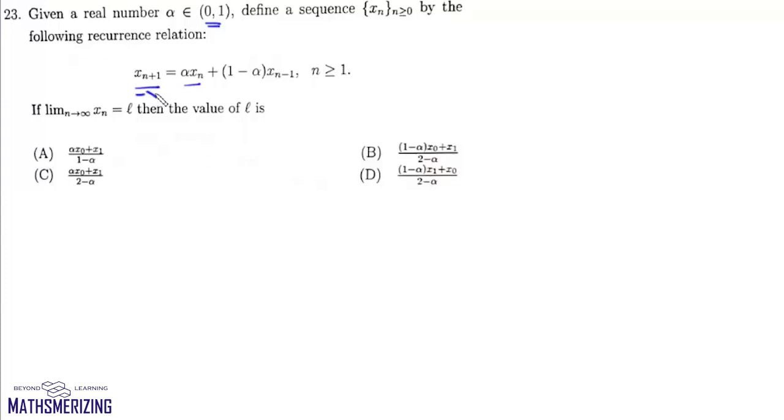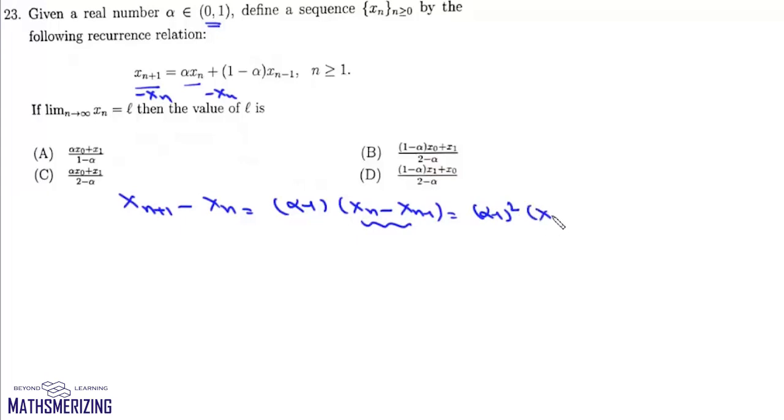Now what we'll do is we'll subtract xn. We can write xn plus 1 minus xn will be alpha minus 1 and then xn minus xn minus 1. Now in the same way we can write this as alpha minus 1 square into xn minus 1 minus xn minus 2, and if we continue this iteration we can write this as alpha minus 1 to the power n into x1 minus x0.